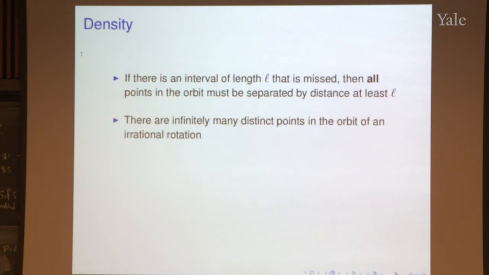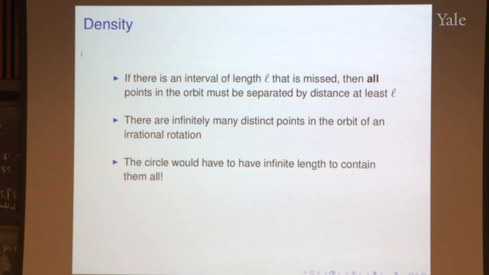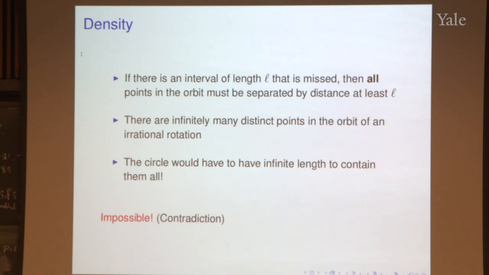But we also already showed that there are infinitely many distinct points in the orbit of an irrational rotation. That means that we have infinitely many points, all separated by distance L. The circle would have to have infinite length to contain all those points. But that's impossible. So the assumption that we made at the beginning, that there's some interval of length L that's not hit, had to be false. That shows that every interval is eventually hit by the orbit of our irrational rotation.